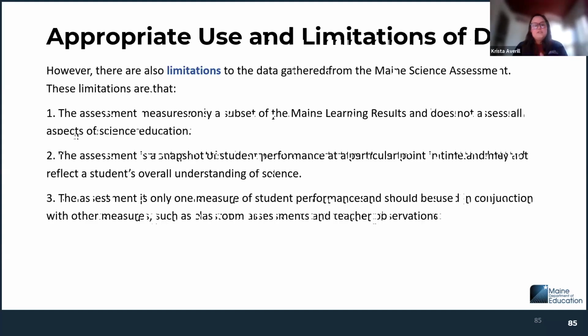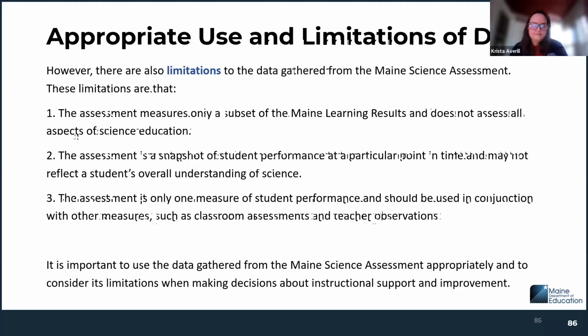And it's only one measure of student performance and should be used in conjunction with other measures such as classroom assessments and teacher observations. So of course, we always talk here at Maine DOE on the assessment team about triangulating your data and looking at multiple sources of data. So when you're using this data gathered from the Maine Science Assessment, we just want to ensure that you're using it appropriately while also considering its limitations when you're making decisions about instructional support and improvement.